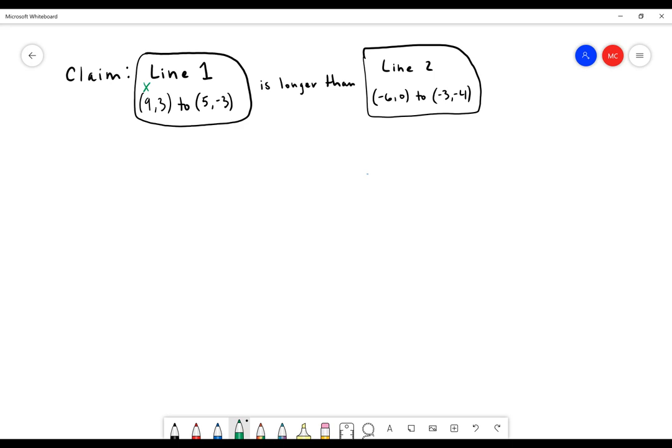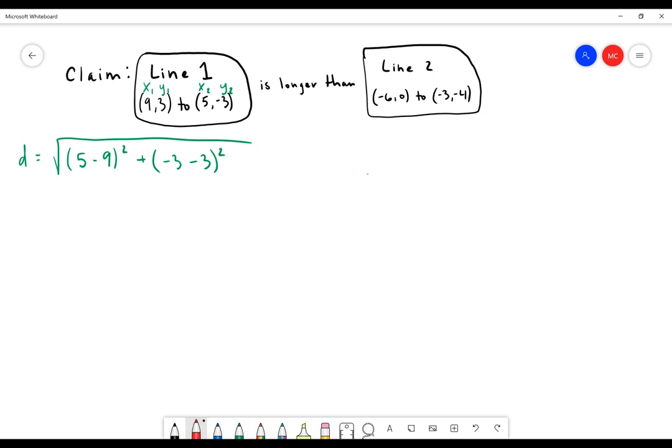I'm going to let 9 be x1, and let 3 be y1, and I'll let 5 be x2, and negative 3 be y2. And now I'm just going to plug those coordinates into the distance formula, which is x2 minus x1, which becomes 5 minus 9 squared, plus y2 minus y1, which would be negative 3 minus 3 squared.